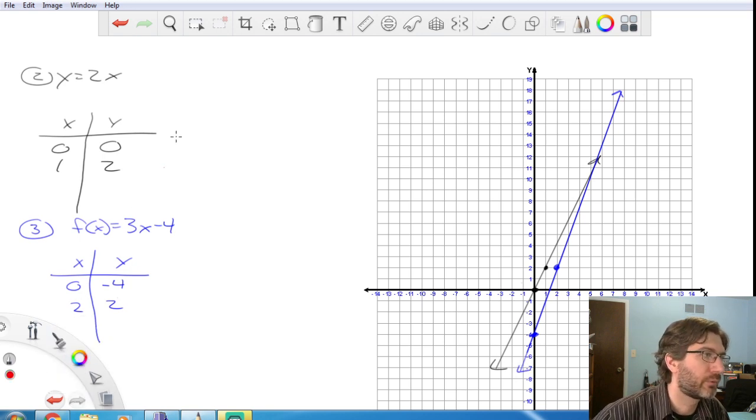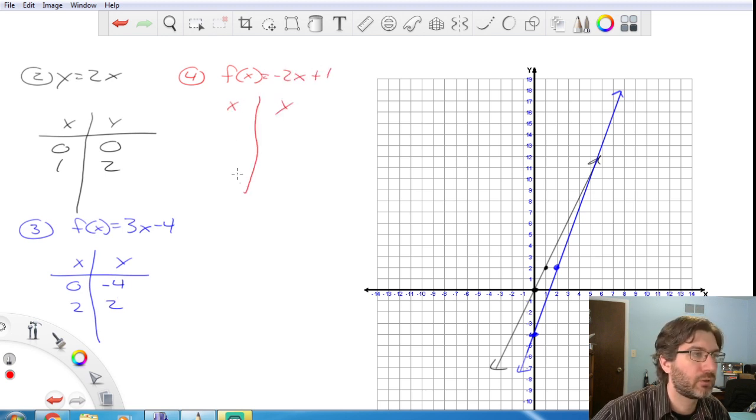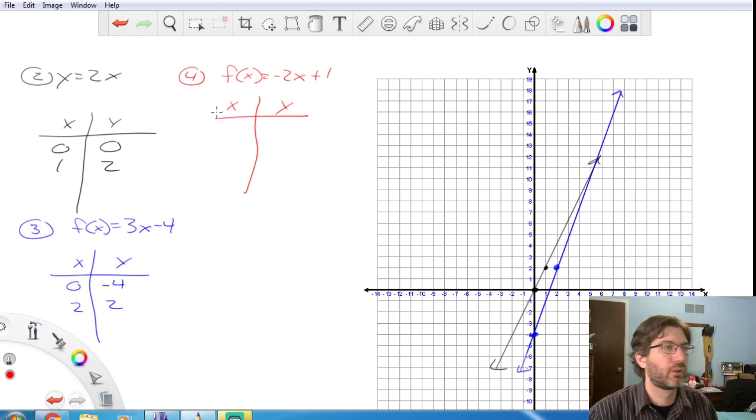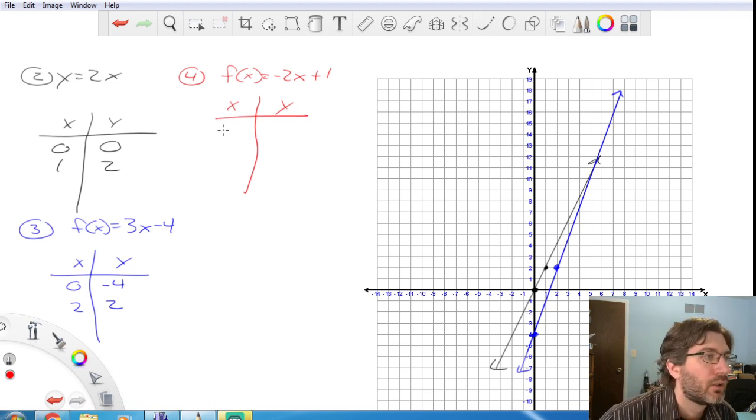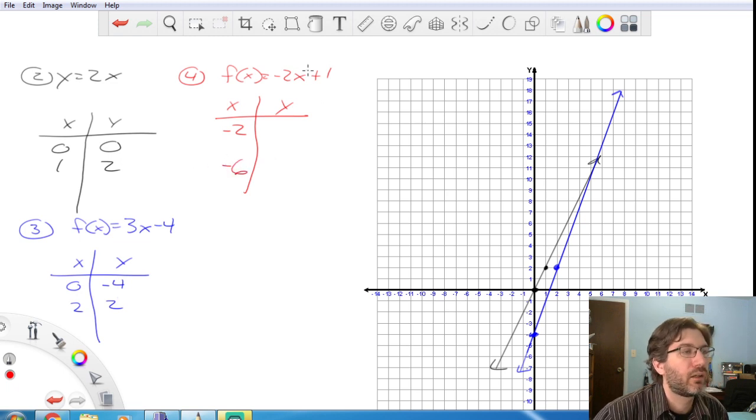Number 4 I'll do in red. 4 was f of x equals -2x plus 1. Again, just make your xy table. You only need 2 values. Let's pick -2 and -6. Again, you could have picked anything you wanted. 0 and 1 are always great numbers to work with. But this is a negative number, so if I pick negative numbers, it's going to make it positive. So I'll work with that.